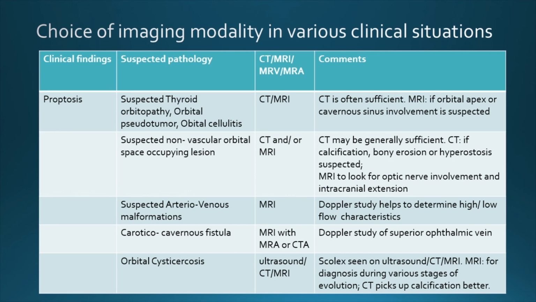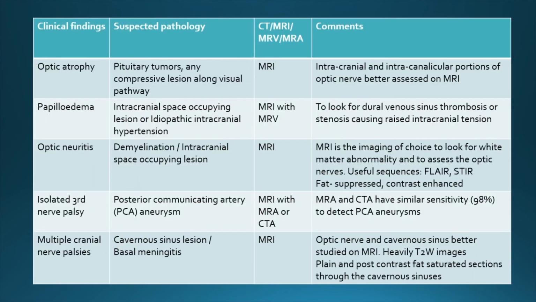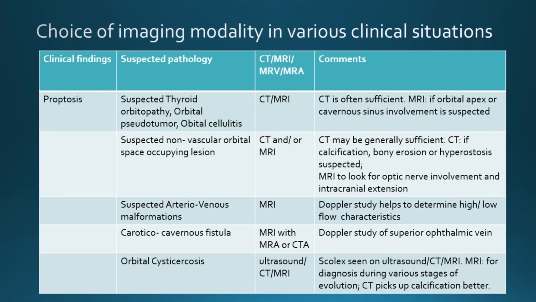In carotid cavernous fistulas, MRI with MRA or CTA can be done. Doppler imaging will show the flow in the lesion. In orbital cysticercosis, ultrasound, CT or MRI can be done. We discussed ultrasound for superficial lesions. CT scan will pick up the calcification in the lesion, and MRI to see the activity of the cysticercosis, and brain MRI in an orbital cysticercosis patient to rule out any neurocysticercosis.